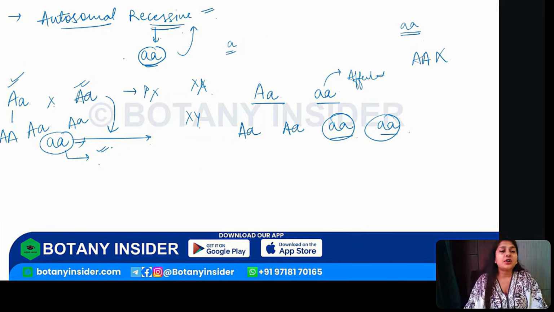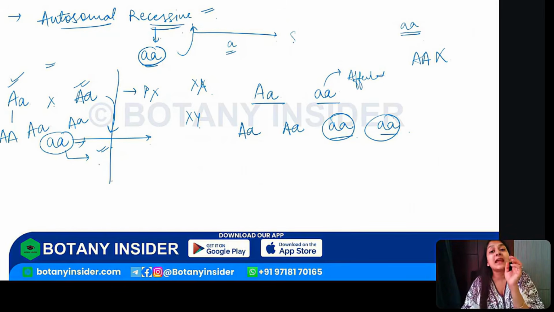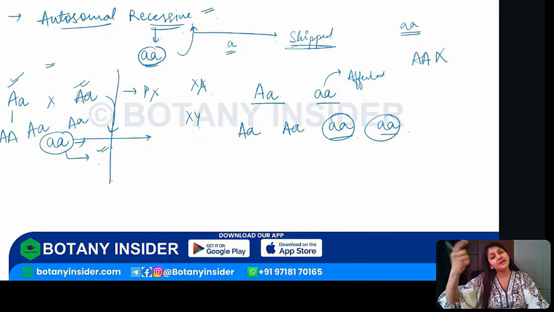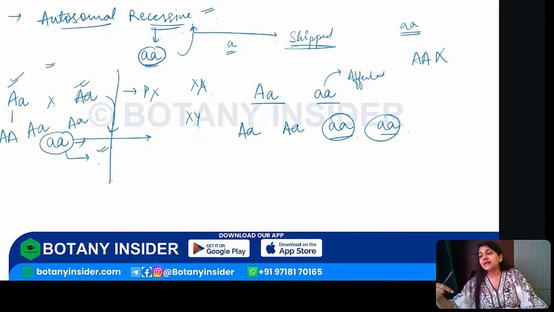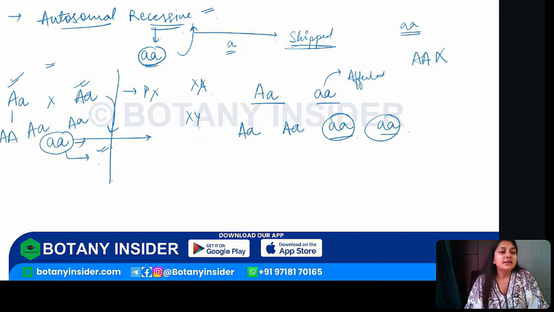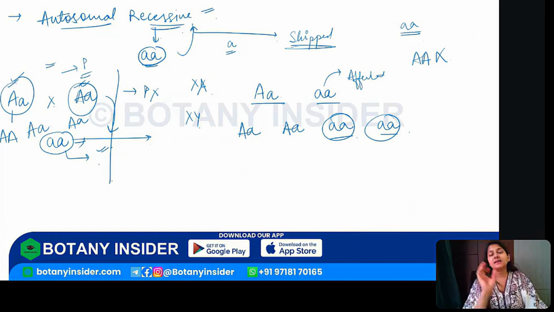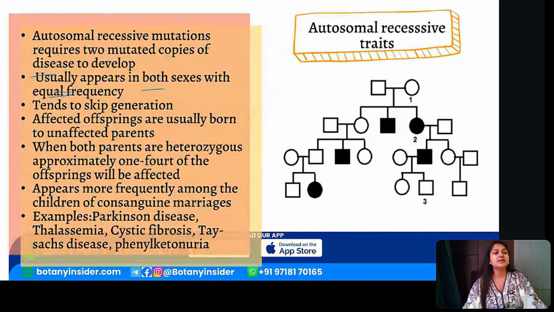So in the majority of the times, you'll get to see in the autosomal recessive condition, the trait being skipped in the generation. In one of the generations, it would be skipped, and in the next generation, you'll get to see it again. Why? Because of the heterozygous condition, parents being completely normal, and in the next generation, you get to see the same, right? So it usually appears in both the sexes, right, with equal frequency.